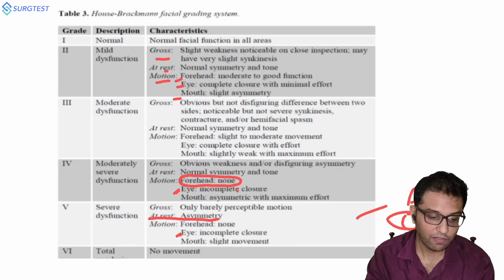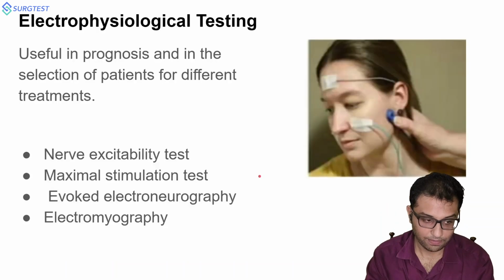So what is happening in grade 4? In grade 4, the eye closure is becoming incomplete. The forehead motion is becoming zero, that is none. And in grade 5, what things are coming? Eye closure is incomplete, we know, and asymmetry at rest is coming from grade 5. So these are the things you should remember in this classification system.